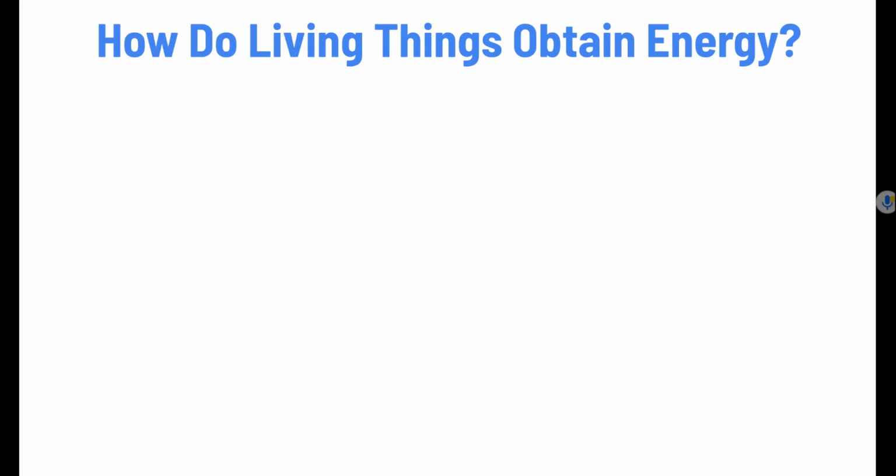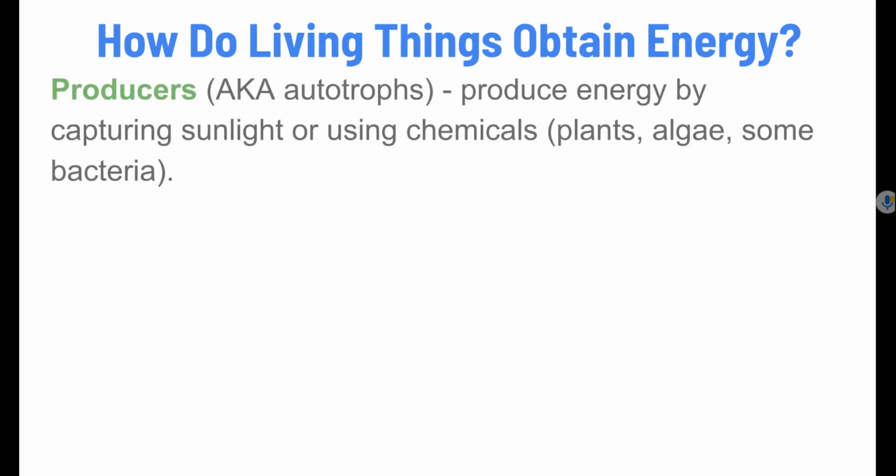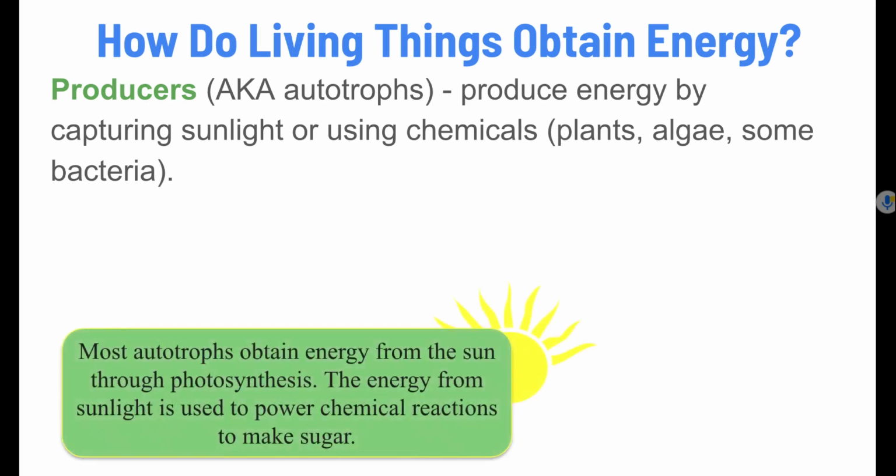Now, how do living things obtain energy? Well, that depends on whether the living thing is a producer or a consumer. If it's a producer, then it produces energy by capturing sunlight or using chemicals. Examples of producers would be plants, algae, and some bacteria. Another name for producers is autotrophs. Most autotrophs obtain energy from the sun through photosynthesis. The energy from sunlight is used to power chemical reactions that make sugar.